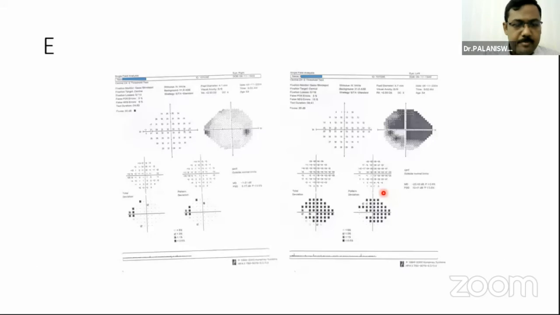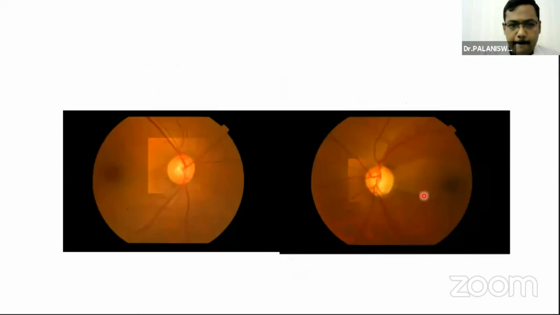This is another example. The indices are okay. There's depression in the nasal part of the field, like a nasal step. GST outside normal limit. PSD has been flagged. Indices look okay. Diffuse depressed points superior and inferiorly. GST outside normal limits. PSD has been flagged. And as expected, we have an advanced cup, bipolar notch with a very broad wedge-shaped RNFL defect. And here it looks okay.